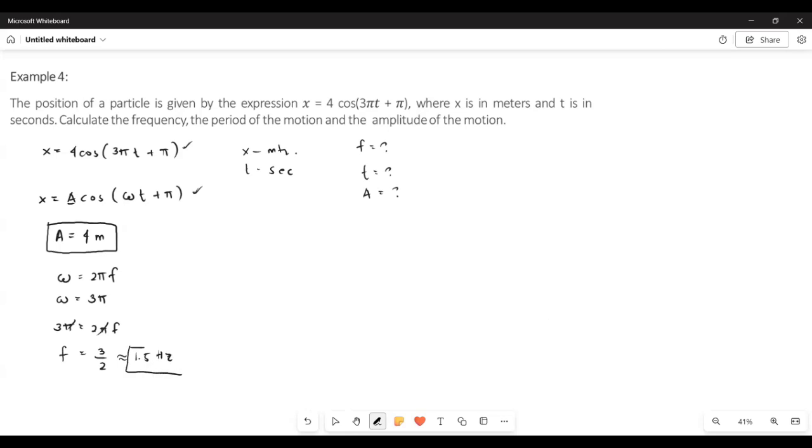So, meron tayong frequency. And lastly, for the period, meron tayong formula na T is equal to 1 over f. Since meron na tayong frequency nga natin na 1.5, divide lang natin yung 1 sa 1.5. You will have 0.67 seconds. So meron na tayong period na hinahanap, which is 0.67. And then we have frequency as well, na 1.5 hertz. And lastly, we have the amplitude, 4 meters.